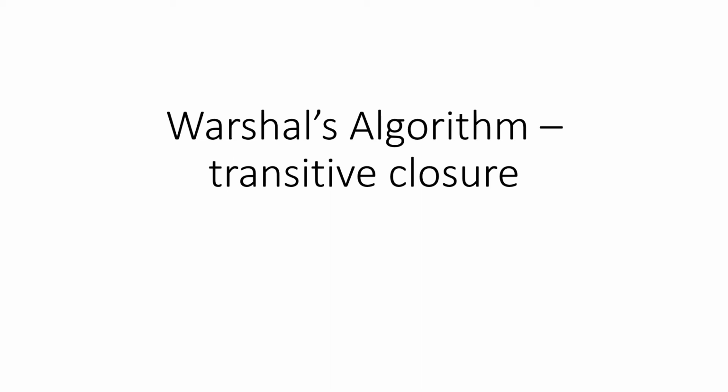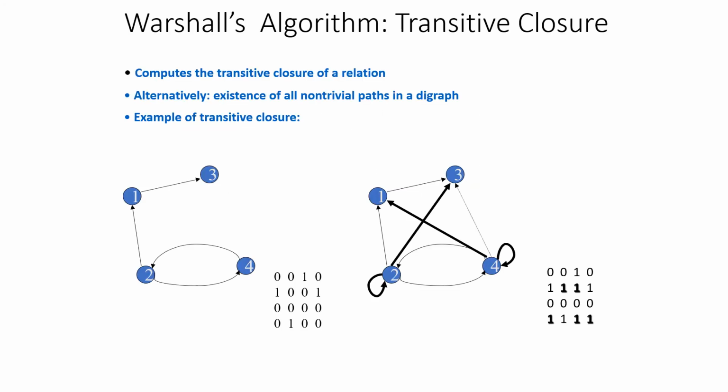In this video, we are going to see how to compute transitive closure for a given graph using Warshall's algorithm. First, we'll see what transitive closure is. Transitive closure is nothing but, given an unweighted graph, we will not be having weights on the edges of the graph.